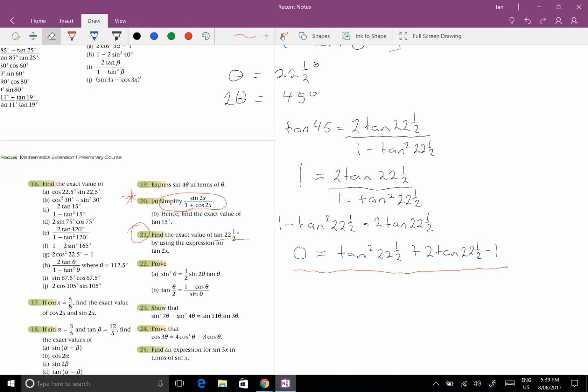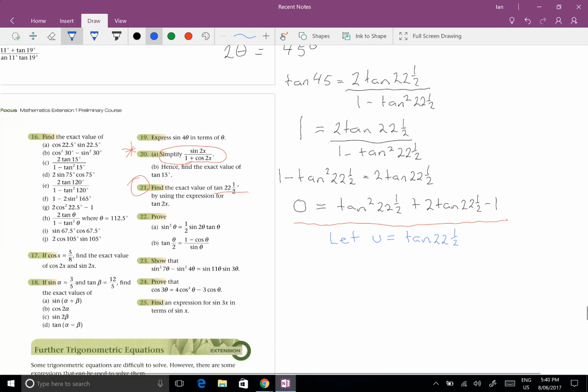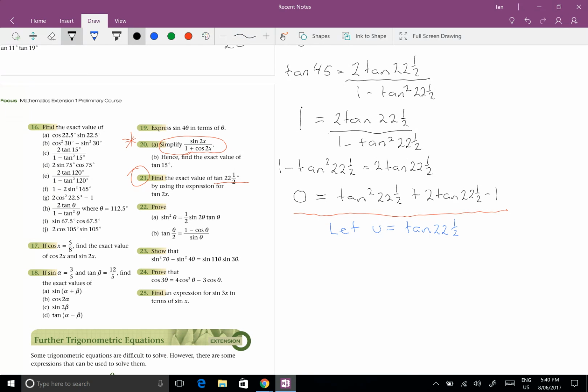But let's make it a bit simpler by substituting what that thing is that's squared and that 2 times. So, just to help us solve it, we'll let u equal tan 22.5. Okay. So now, and this is what we call an equation reducible to a quadratic, I've got 0 equals u squared plus 2u minus 1.